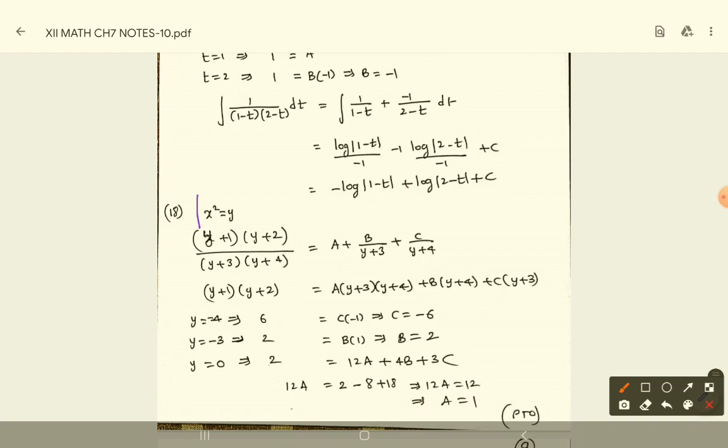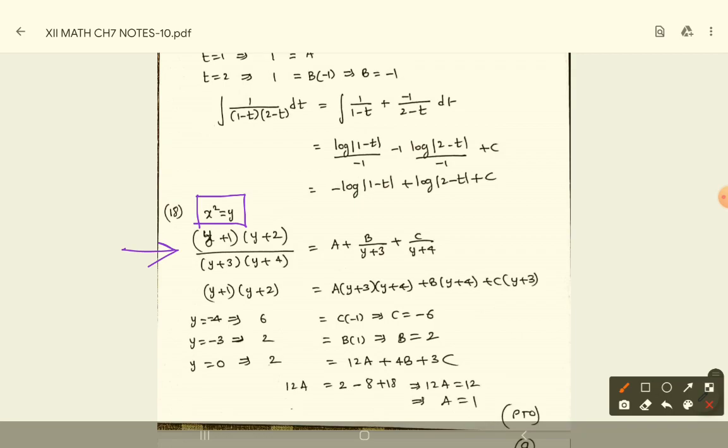x square plus 1 into x square plus 2 by x square plus 3 into x square plus 4. For this, what we do is take x square equal to y, to make it very simple for partial fraction decomposition, not for substitution. Then I get the given integrand as y plus 1 into y plus 2 by y plus 3 into y plus 4.